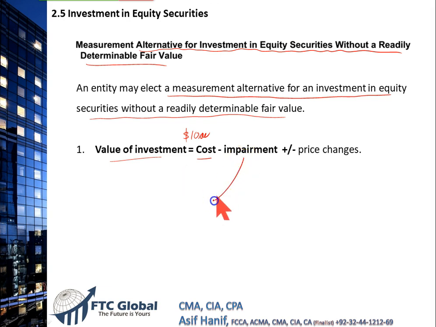What is impairment? We'll discuss it a little while later in the later slides. Plus minus any price changes. Now the issue is these options, these warrants, they do not have any determinable value. How do we determine the price changes? Let's say I have X options for example, and I do not have their prices because there is no determinable market value.